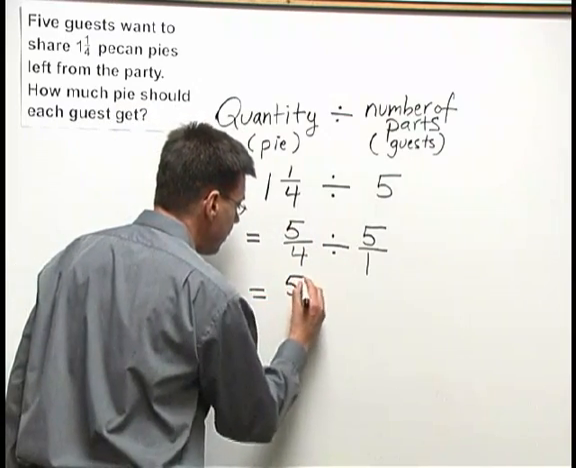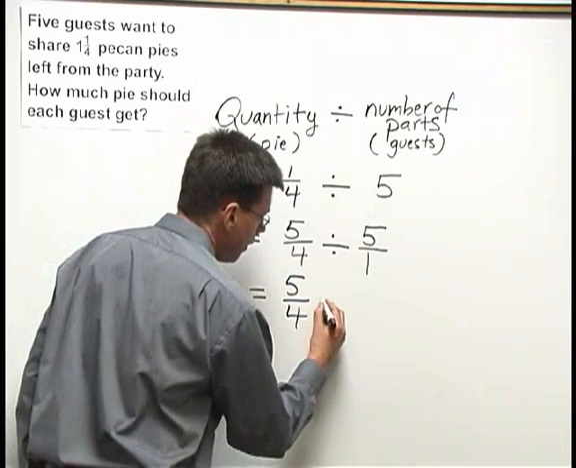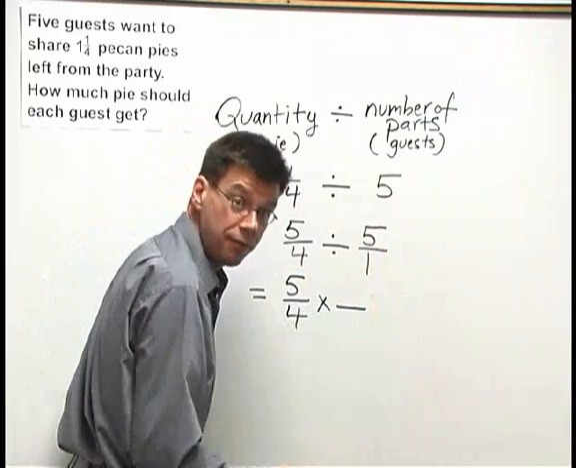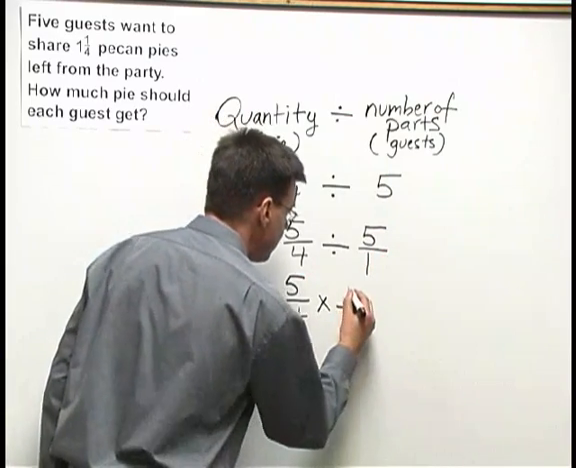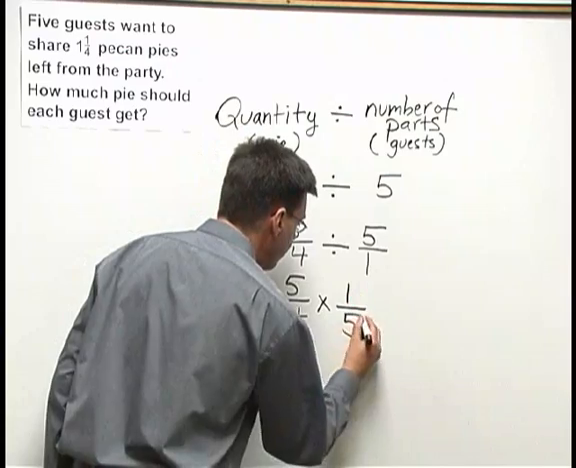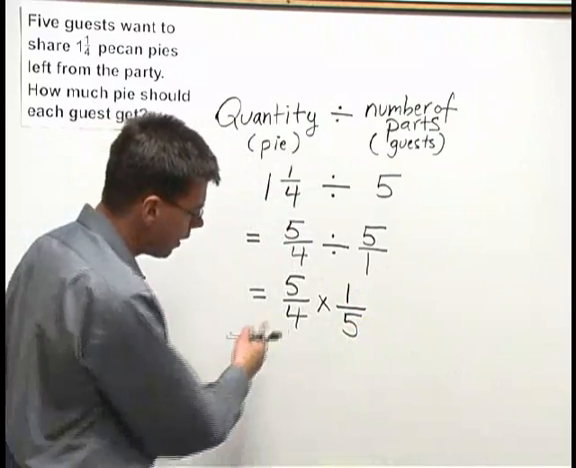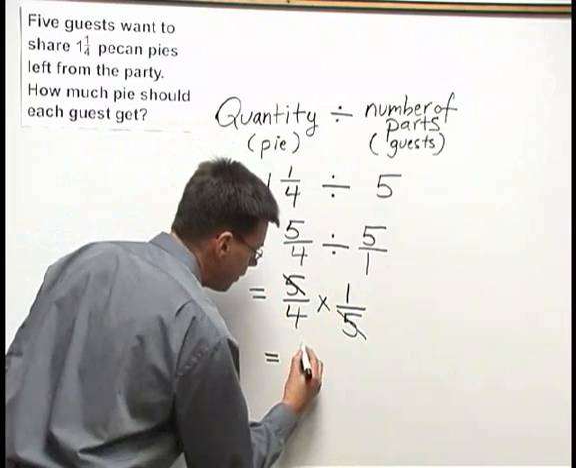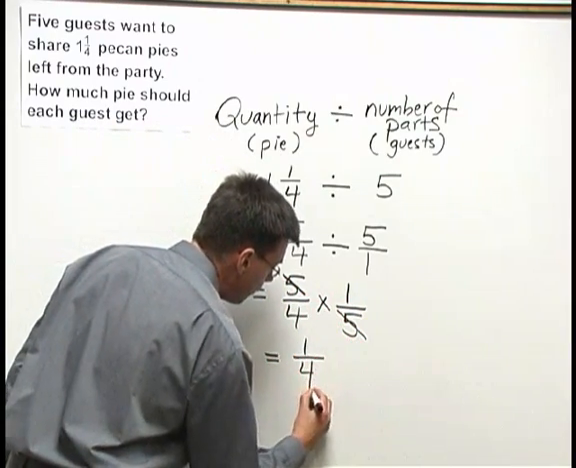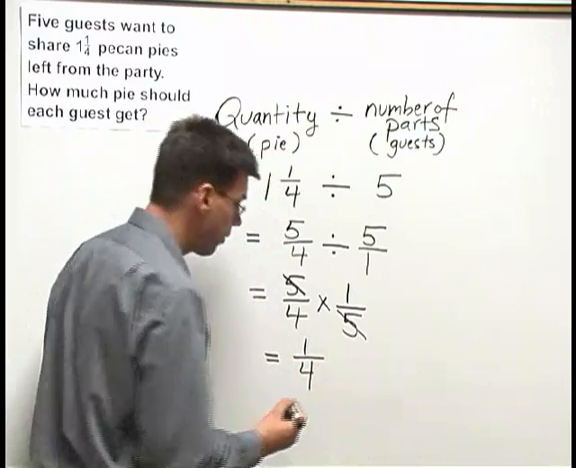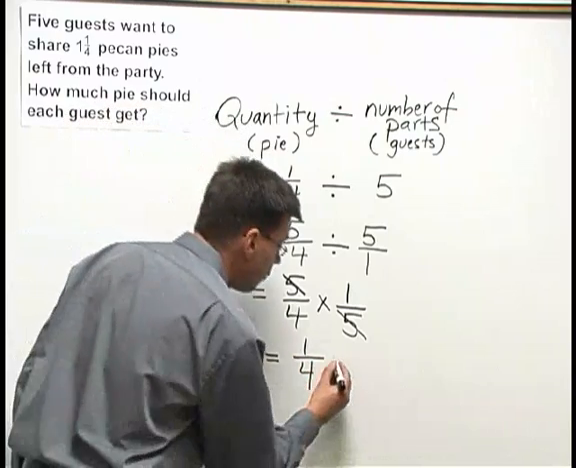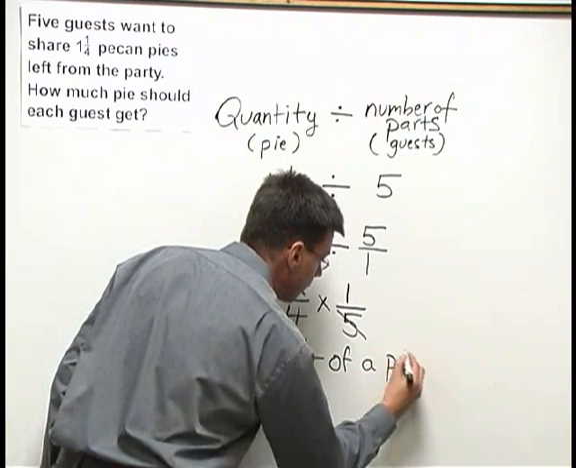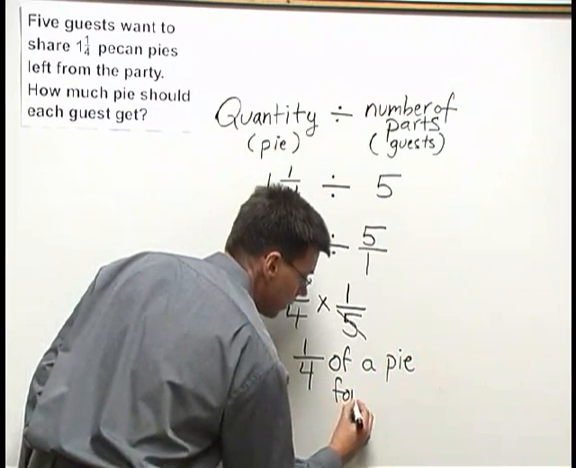Now, I'll apply my rule for division of fractions. I recopy the first, 5/4, and multiply by the reciprocal of the second. I flip the second fraction around and write it as 1/5. Here I see that the 5's will cancel, and I'm left with just 1/4. There's our 1/4. Now that represents 1/4 of a pie for each guest.